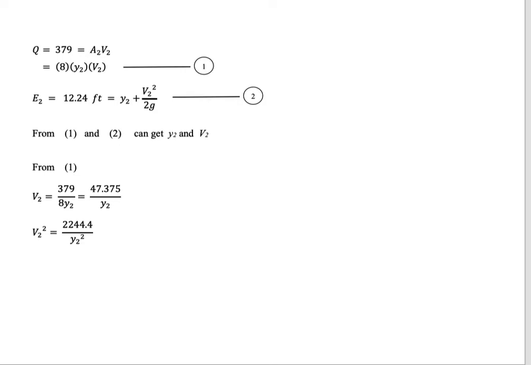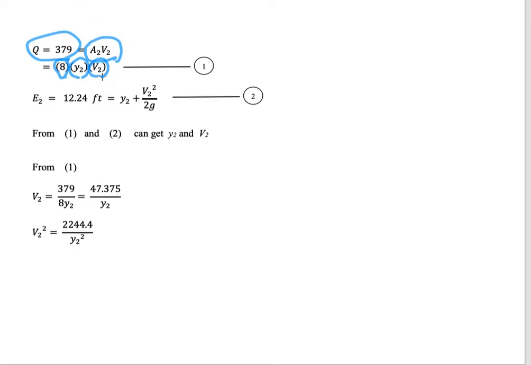So then we calculate the flow rate. Based on the flow rate at point number 2, we know that the flow rate is 379. Then we equate it with A times V. The A is now, the width is 8, the height of water is 2, and the velocity is V2. So we could have that. We cannot solve this one because we still have two unknown parameters.